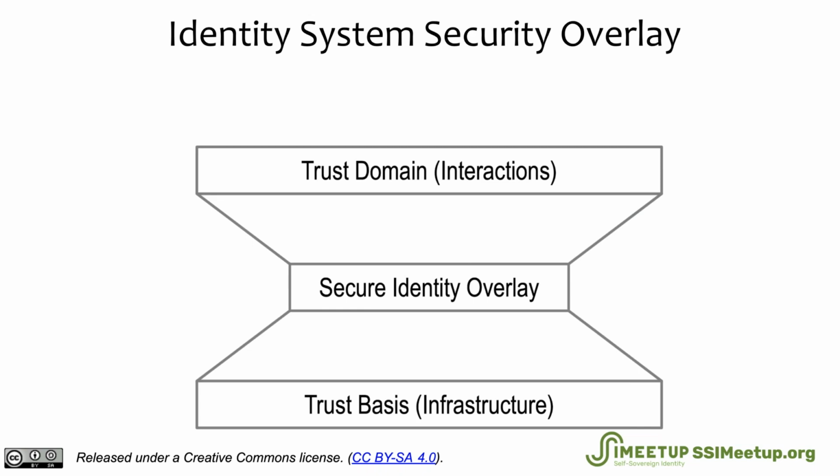And then based on that overlay, you have a trust domain of interactions that can mutually interact in a trusted way because they all share the same identity overlay and the same trust basis. And so that gives rise to the modern idea of security on the internet.